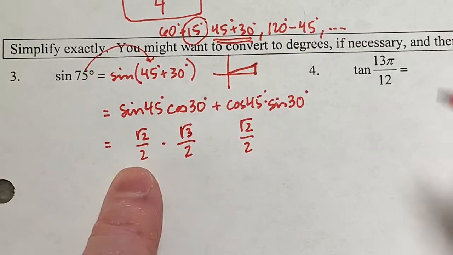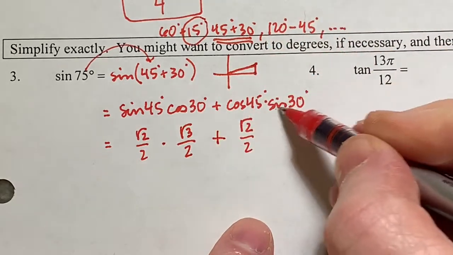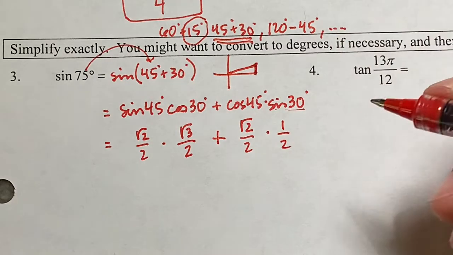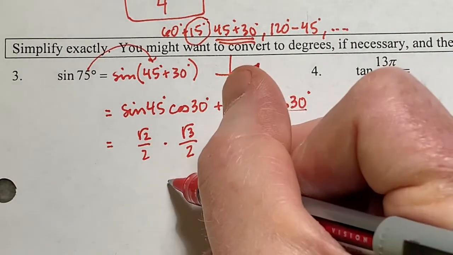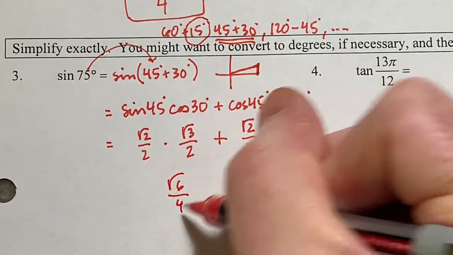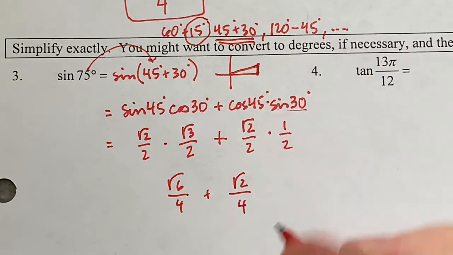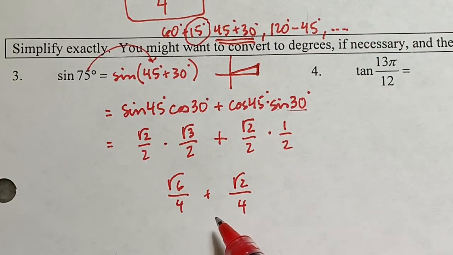Make sure you multiply those. Drop down your plus. And then the sine of 30 is a 1/2. And then like before, you multiply this and get root 6 over 4. You multiply this and get root 2 over 4. And then don't add root 6 and root 2 and get root 8. You know you can't do that.